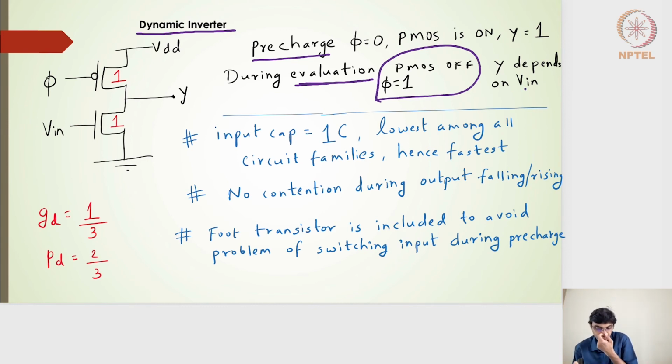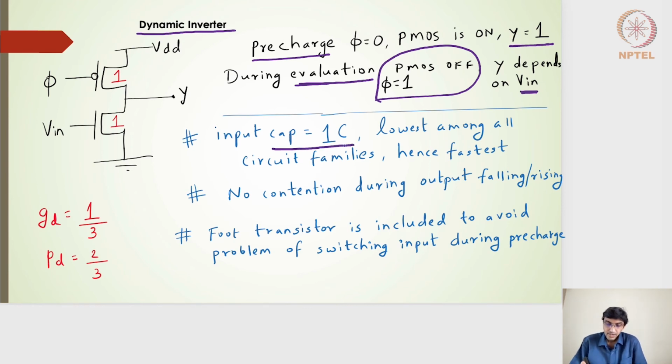So during the evaluation phase, Y depends on the input. Based on the input, whether it is 0 or 1, Y will be the complementary logic. And during the pre-charge phase, Y will always be 1. The input capacitance is always 1 here because the input is connected to the NMOS transistor, and the NMOS transistor width is nothing but 1, so the input capacitance is always 1C.